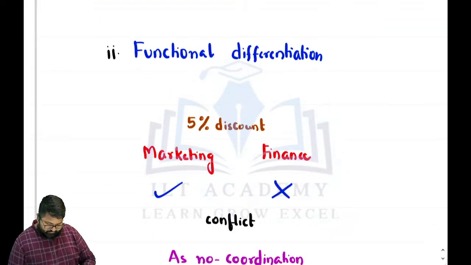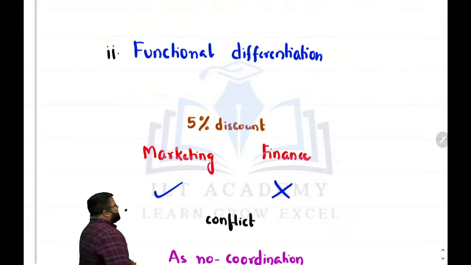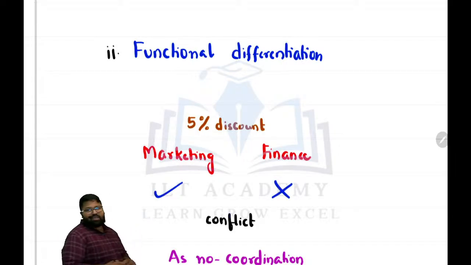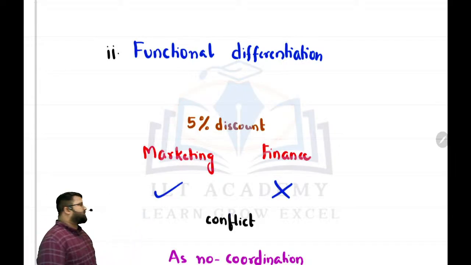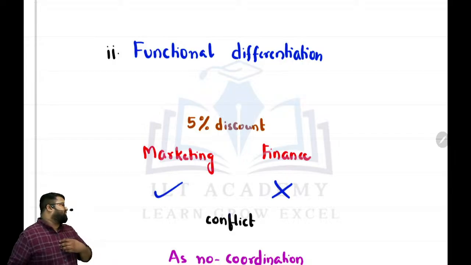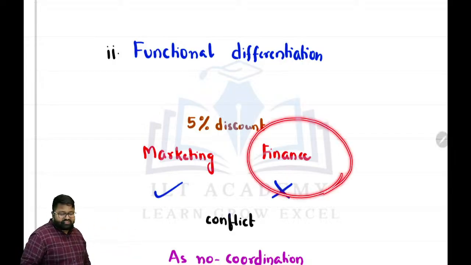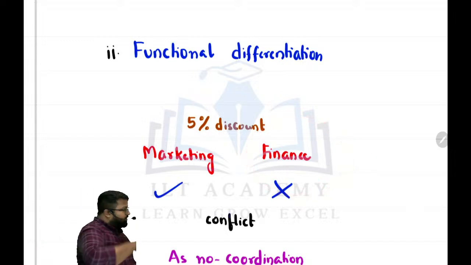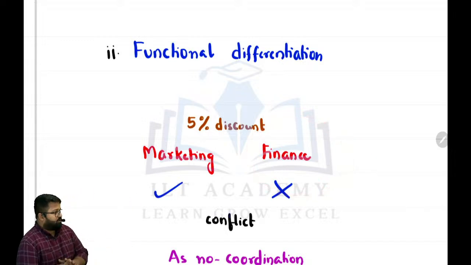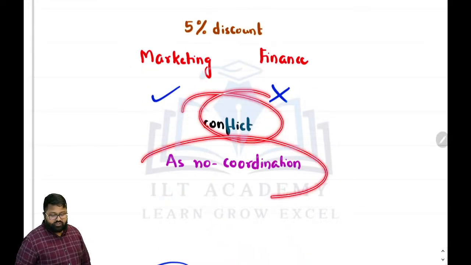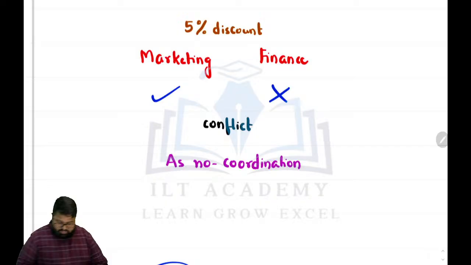And next, what is that? Functional differentiation. Sir, for example, if you are planning a 5% discount, the marketing department has mentioned that if you give a 5% discount, we will get more success. But our finance department is not saying yes to that. So there is no cooperation among them. That is also of no use. Because of conflict, there is no coordination. And what about the next one?